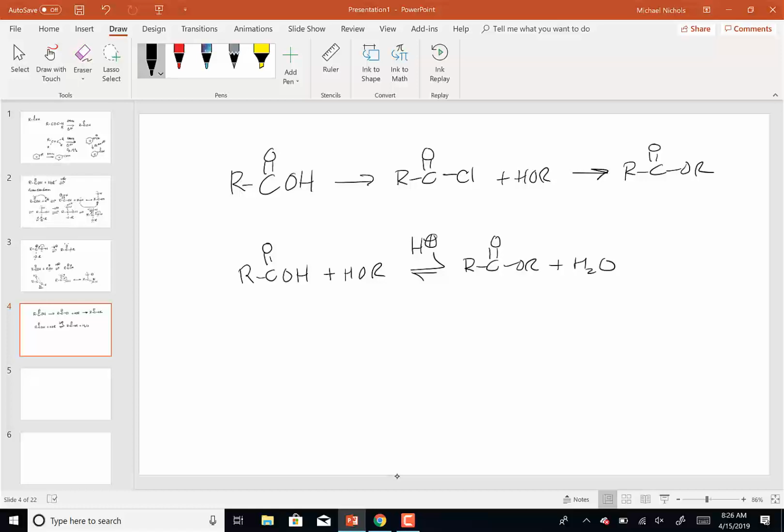And so the only way to push that equilibrium in the Fischer esterification is to use one of the reagents in excess. If we used one of them in excess, we would probably use the carboxylic acid in excess, because then at the end of the process we could use sodium bicarbonate to extract it into the aqueous layer. But that's the issue with Fischer esterification, is overcoming that equilibrium. If you convert the carboxylic acid to a carboxylic acid chloride and then react it with alcohol, it's a 100% reaction.